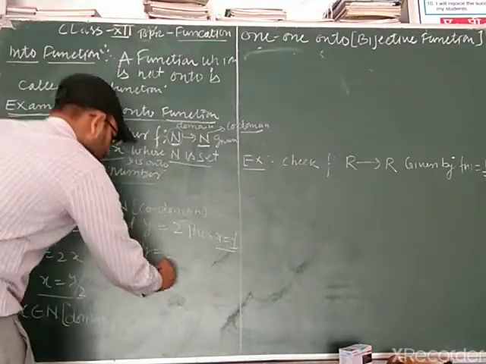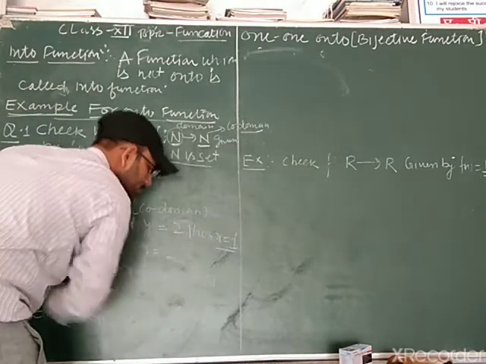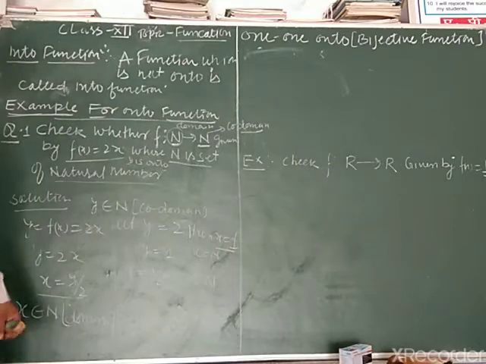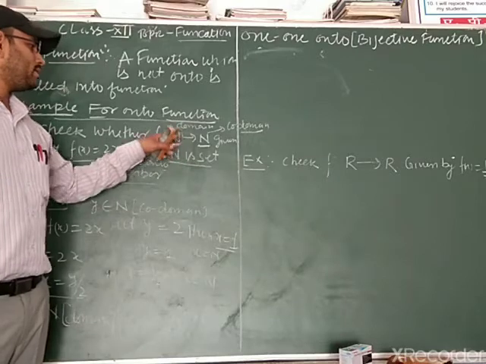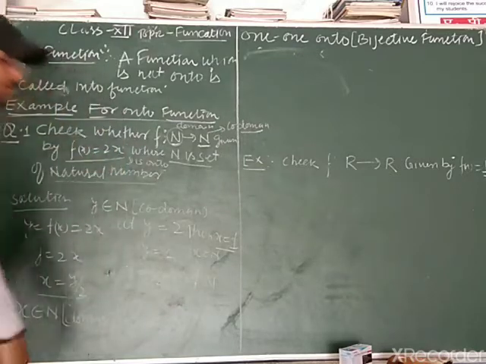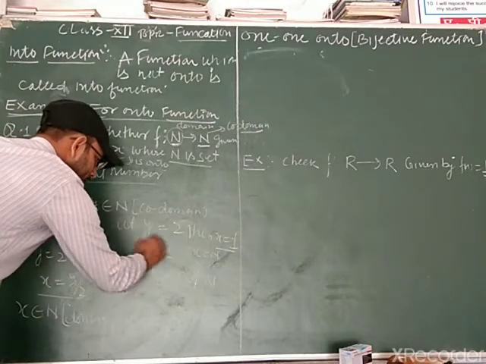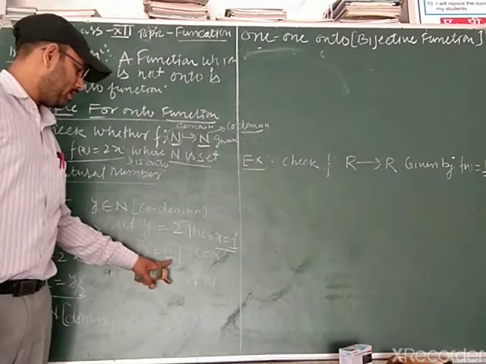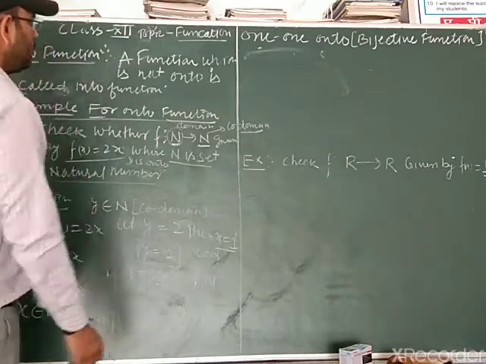Now check whether x belongs to the natural numbers. Does 1/2 belong to the natural numbers? No. Why? Because it is the set of natural numbers and 1/2 is not a natural number. So there is a problem: if we put y = 1, there is no pre-image of 1 in the domain. Clear?